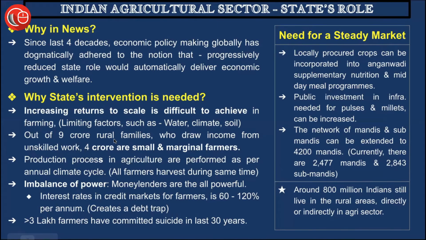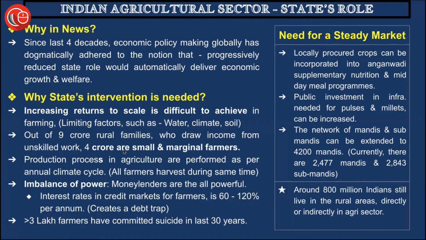Secondly, out of 9 crore families who draw income from unskilled work, 4 crores are small and marginal farmers, and these small and marginal farmers are completely dependent on the policies and the will of the government or the state. And if the state is removed from the agricultural sector and there is complete monopoly of the corporate or private sector, these people might be exploited, because small marginal farmers and landless laborers are exploited in general.